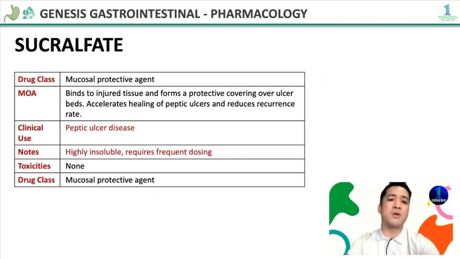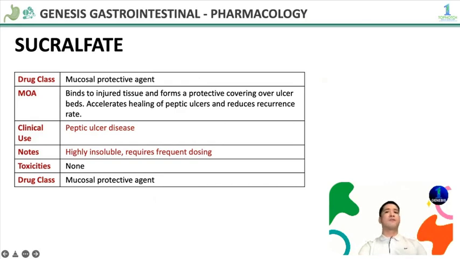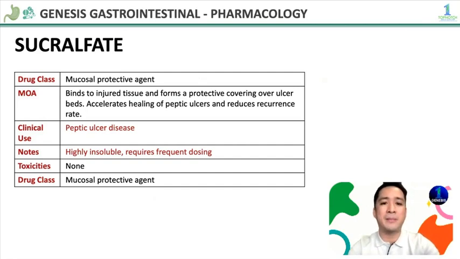Sucralfate is a mucosal protective agent which binds to the injured tissue, forming a protective coating over the ulceration. It will accelerate the healing of the peptic ulcer and reduce recurrence rate of the peptic ulcer. So sucralfate is clinically used for PUD. Take note that it is highly insoluble and requires frequent dosing with sucralfate.